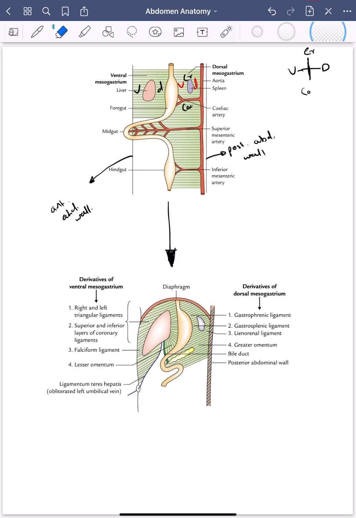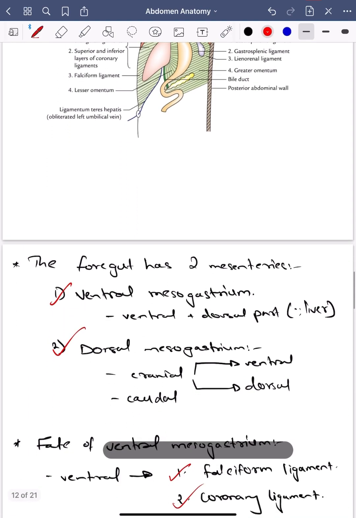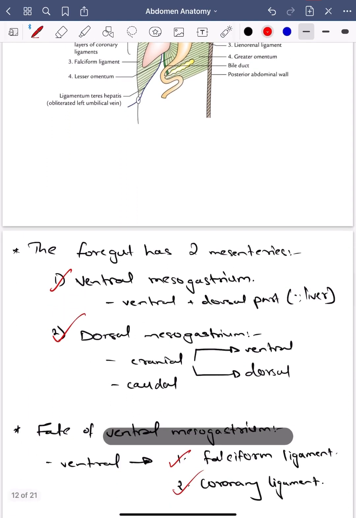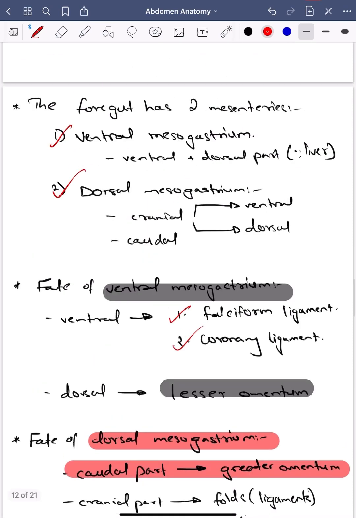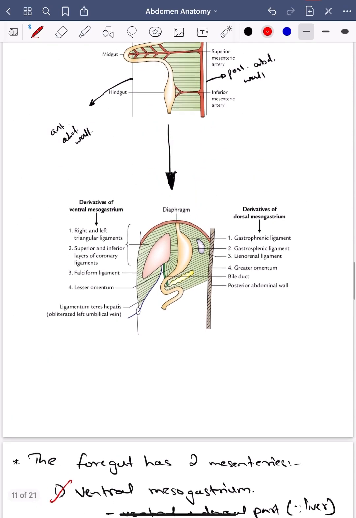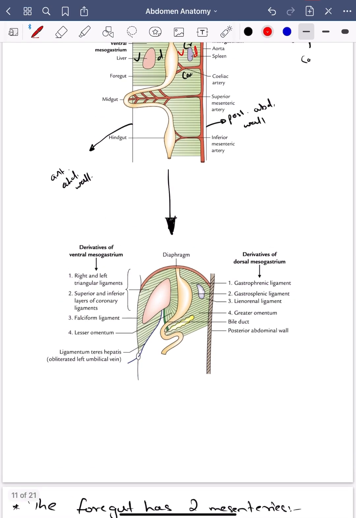Now the dorsal part of the ventral mesogastrium gets converted into what is known as the lesser omentum. And if you remember, the omentum is basically the folds of peritoneum connecting the stomach to the viscera or to another organ. So here you can see the dorsal part of the ventral mesogastrium gets converted into the lesser omentum.